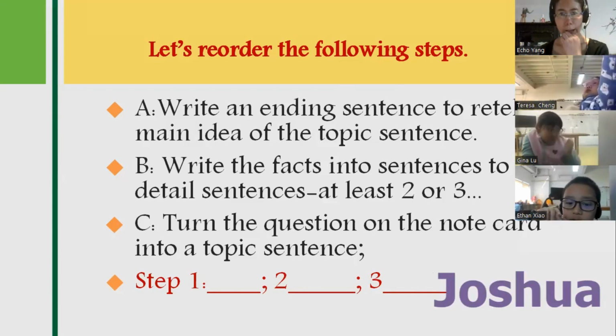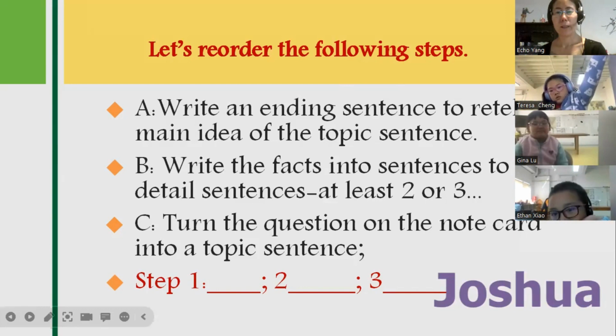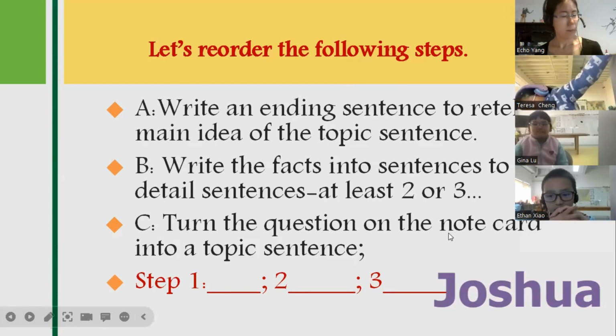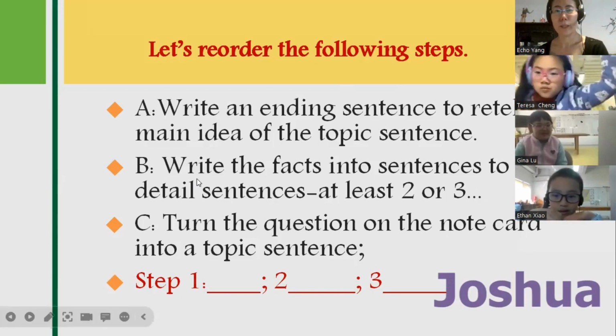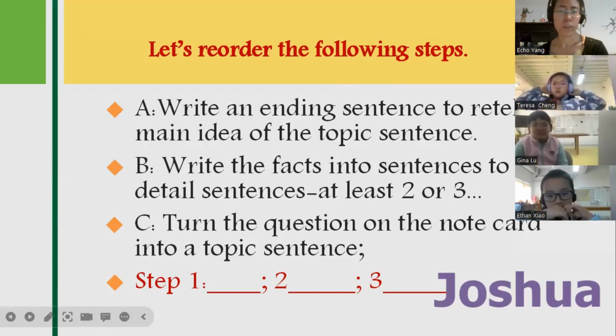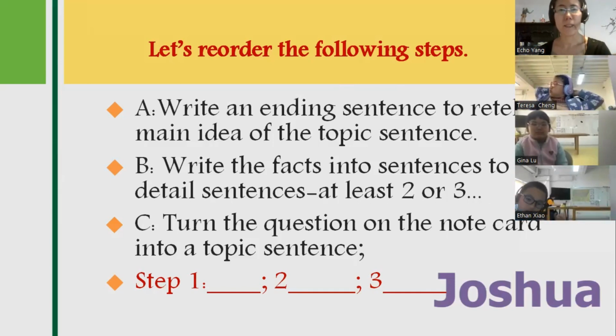So we should first begin writing the topic sentence, right? So what's the first? It should be C. So we should begin with C: turn the question on the note card into a topic sentence. And what's the next step, Ethan? The next step is B. Yeah, that's right. Write the facts into sentences. And then what's the next step? A. Yeah, write an ending sentence to retell the main idea.